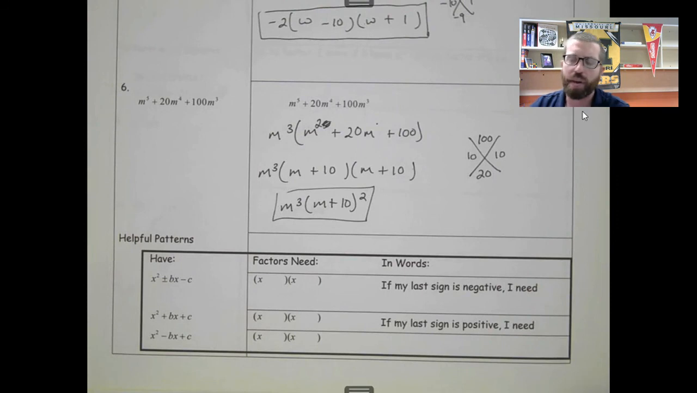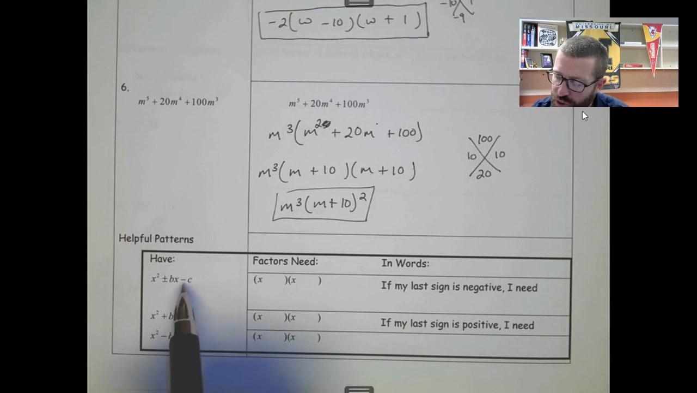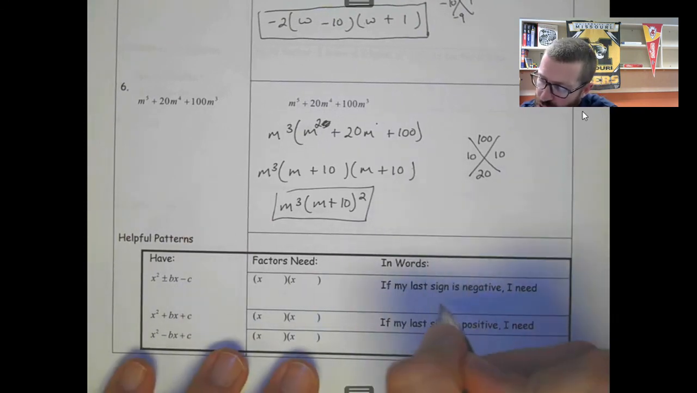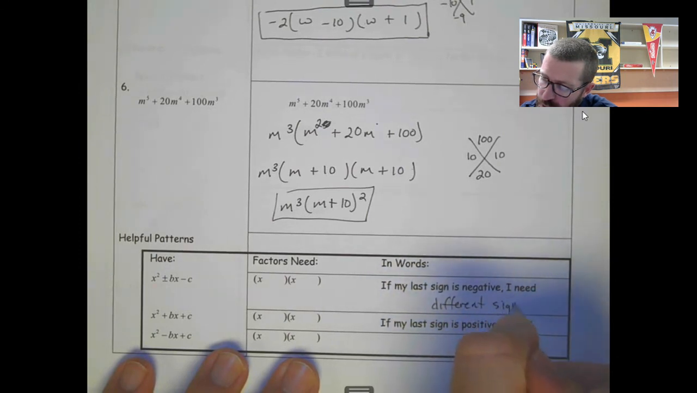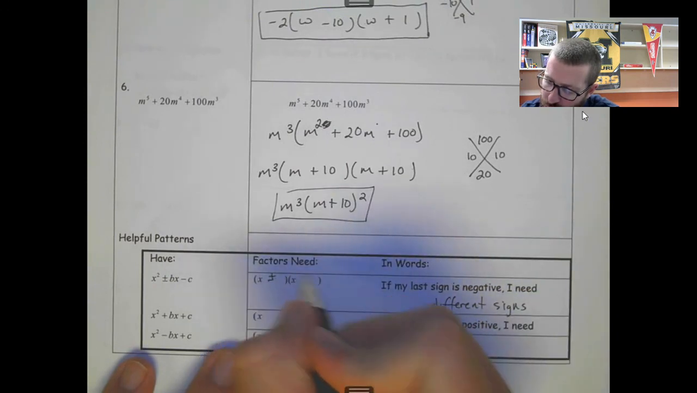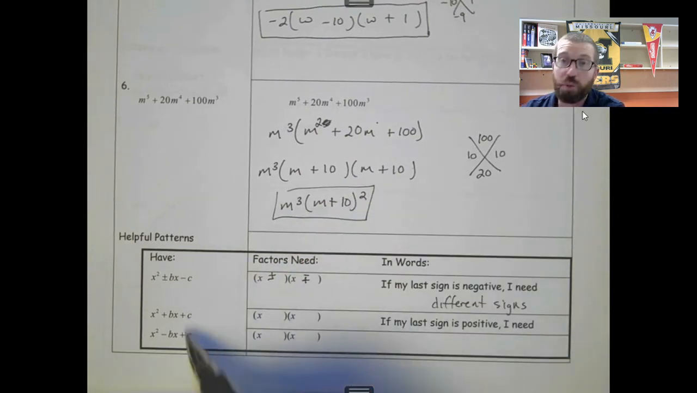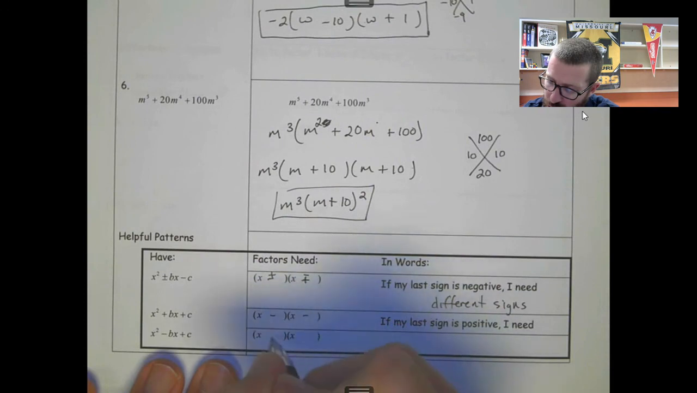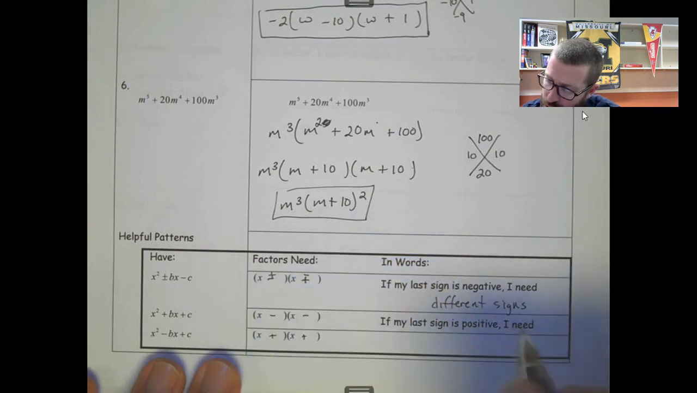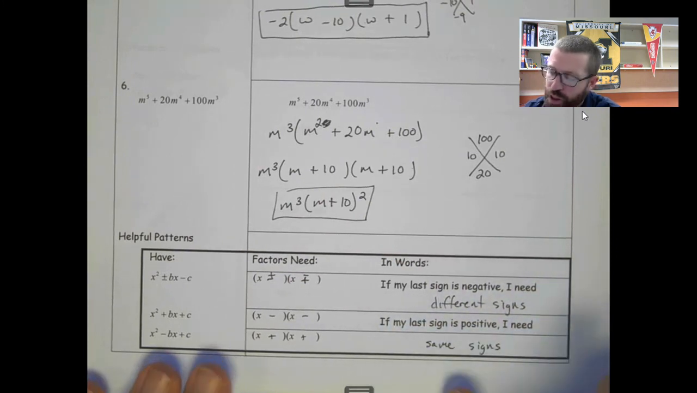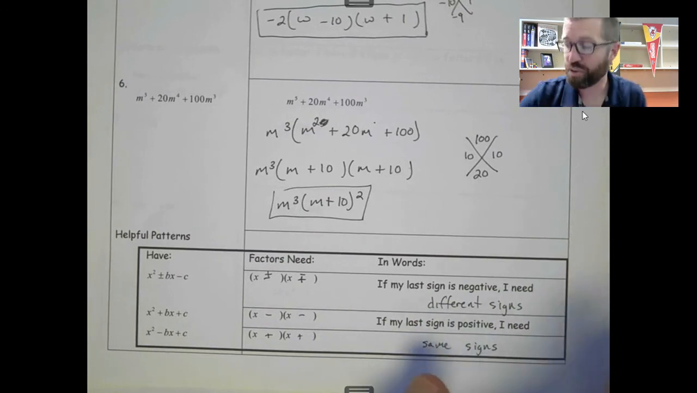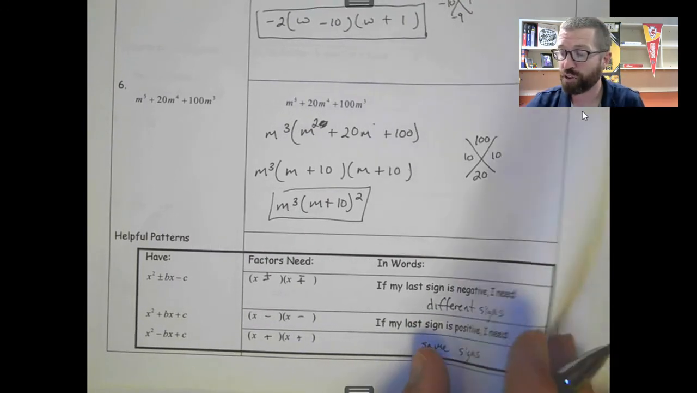Here, these are some helpful patterns, especially if you want to do some guessing and checking. If you look at the signs, if the last one is negative, then the signs have to be different. It could be plus minus and then minus plus, is how you could show that. But if the last number is positive, then these signs should be the same, because they have to make a positive number. So the same signs. That's a good way to check your work, or if you just want to guess and check, kind of using foiling and see what works out with the factoring, you could do that too.